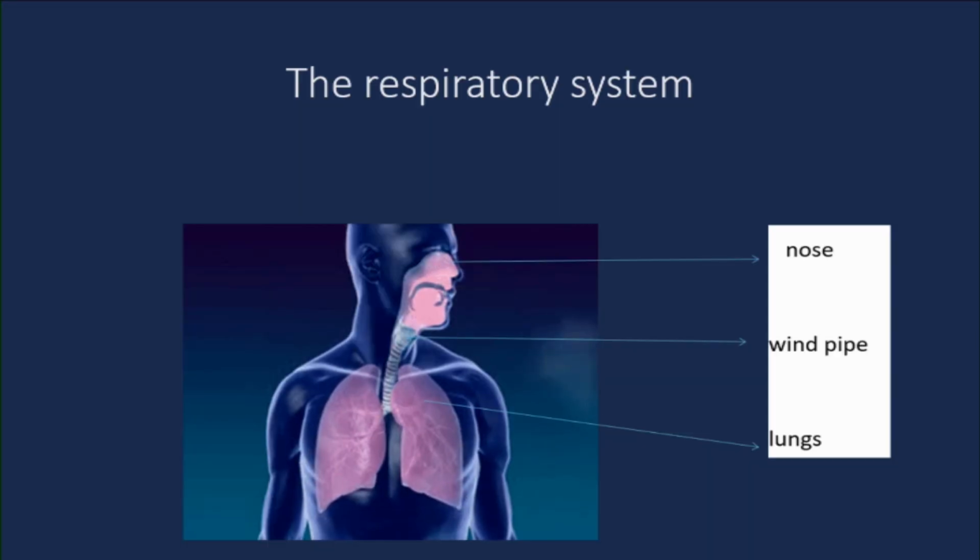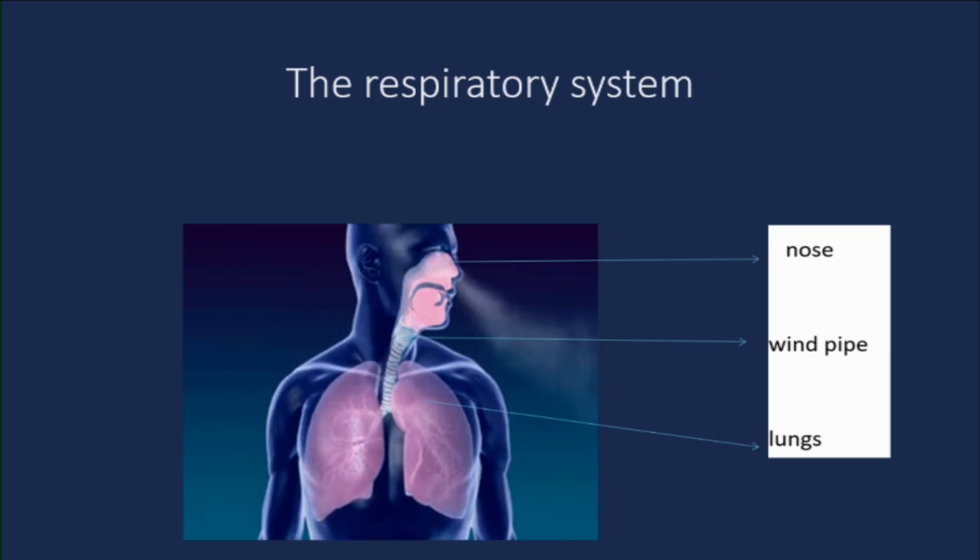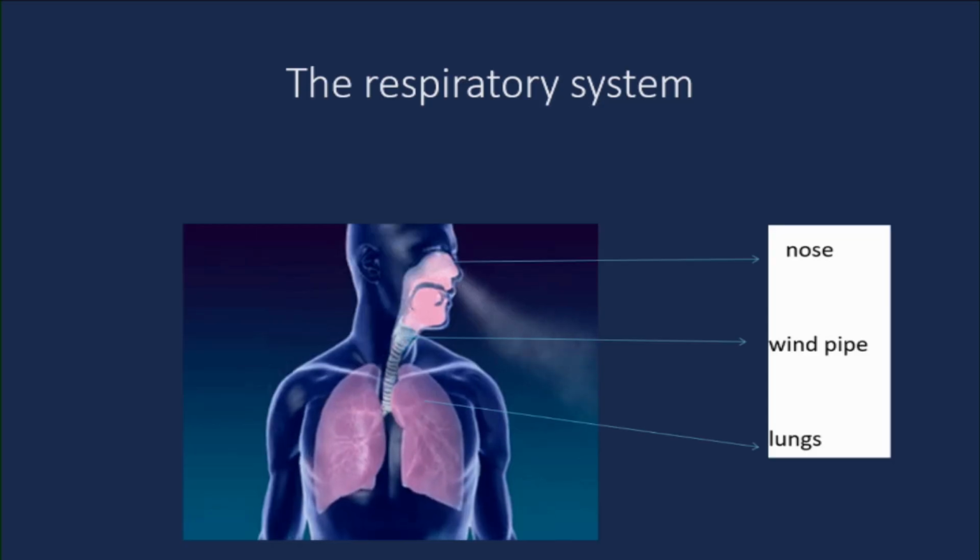The windpipe divides into two and enters into the lungs. The windpipe brings the air from the nose to the lungs. The lungs are conical. These are spongy, elastic, sac-like structures. Children, how many lungs do you find? Yes, two lungs, a pair of lungs.